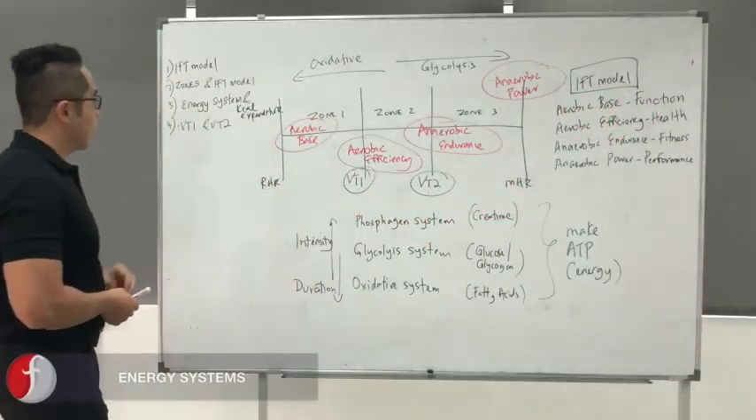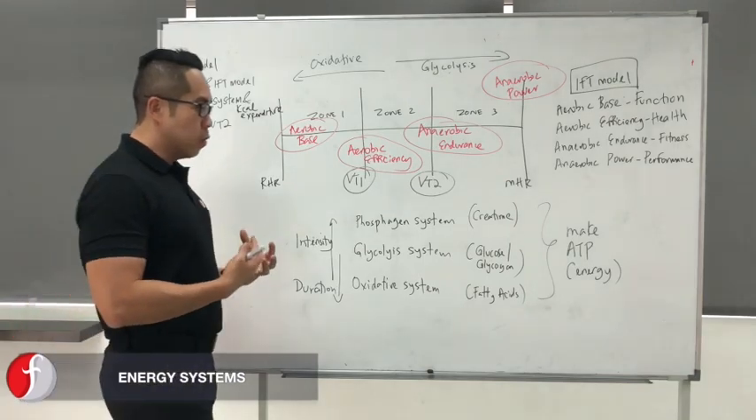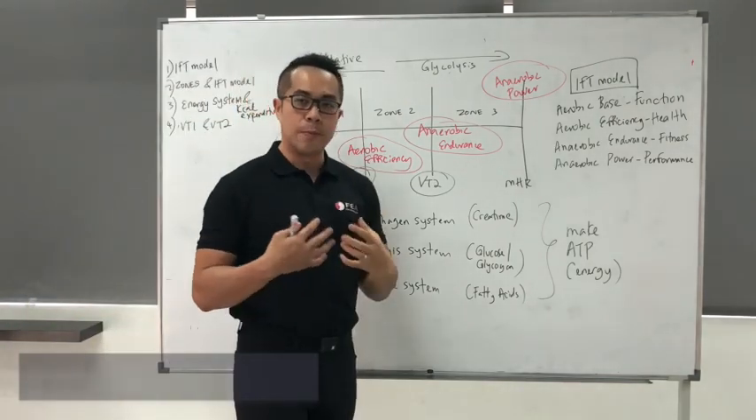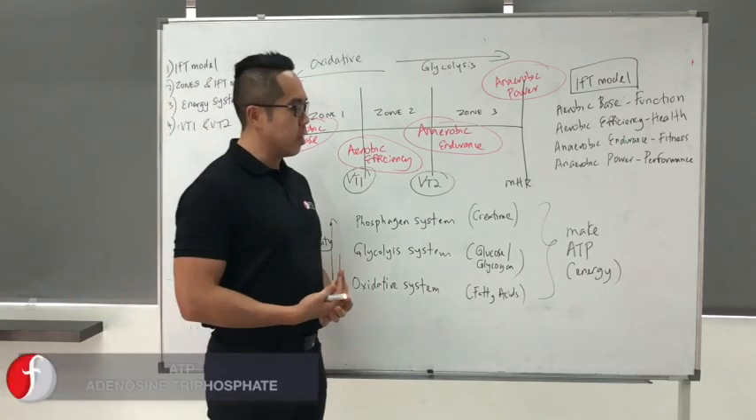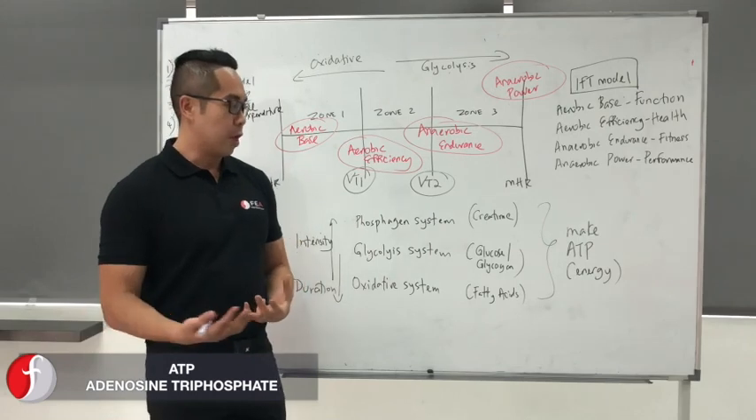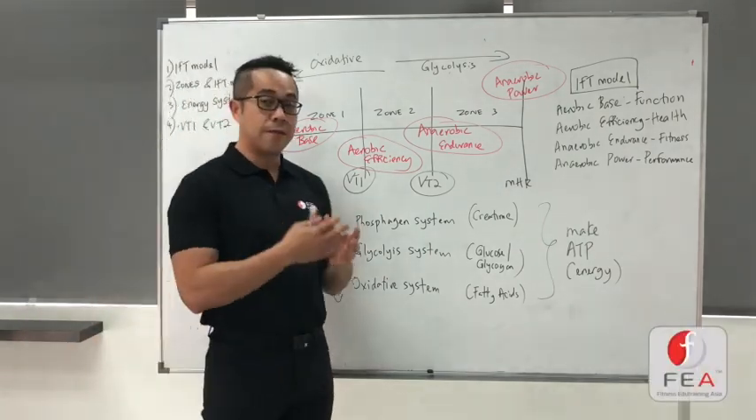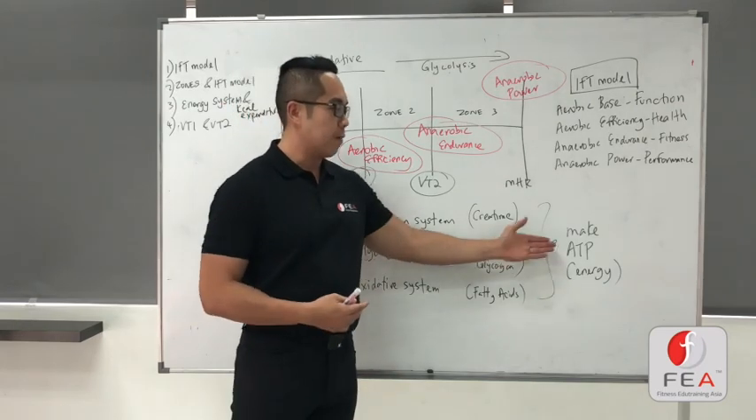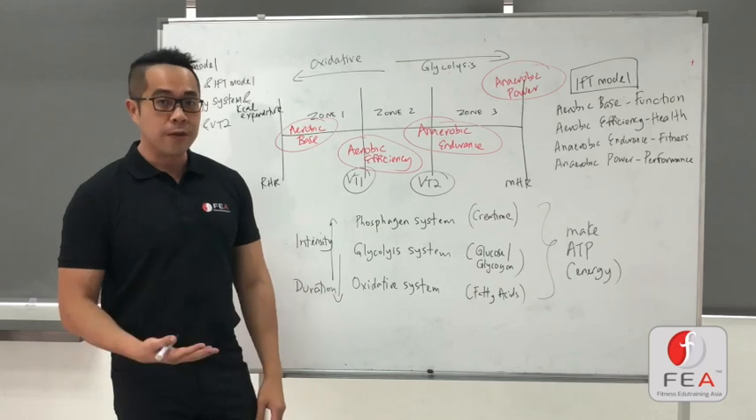So, let's look at the energy systems now. When we use energy, the body will make ATP. I usually relate the word ATP with money. If I say I'm rich, it means I have a lot of money. If I say I have a lot of energy, it means I have a lot of ATP. What ATP actually stands for is adenosine triphosphate.